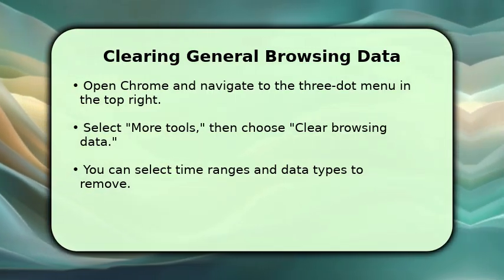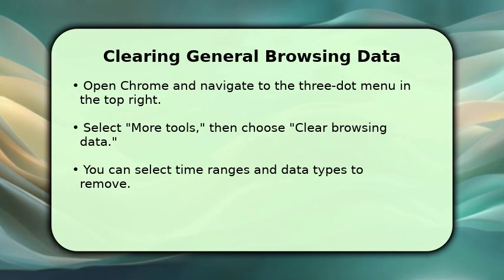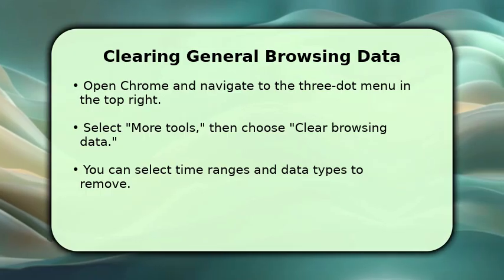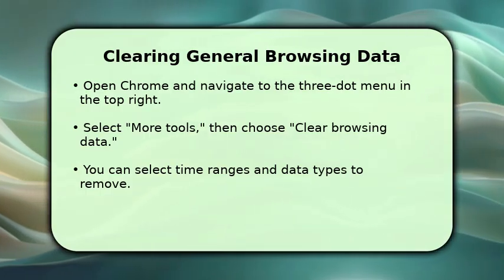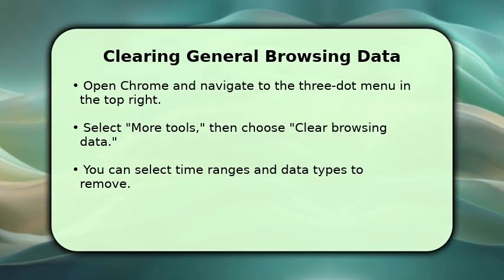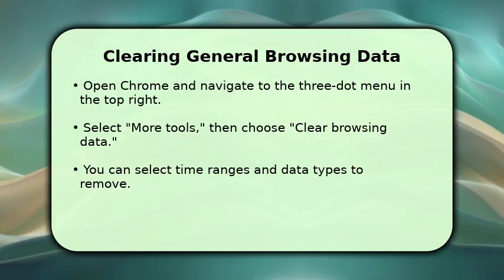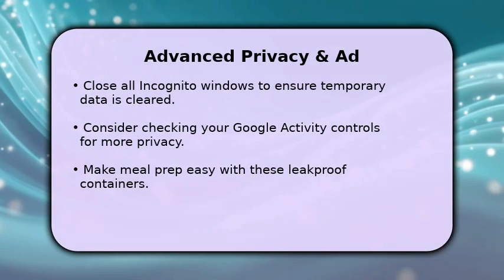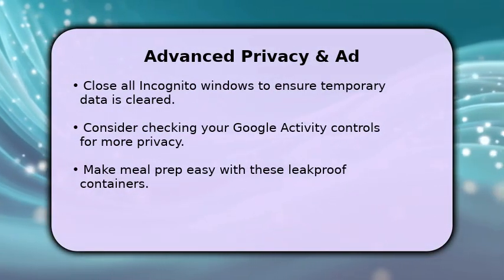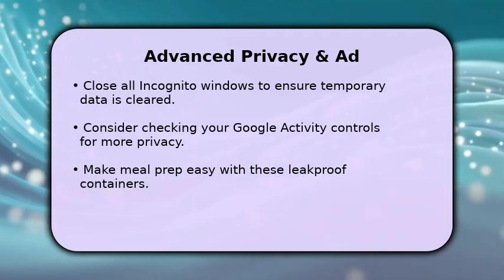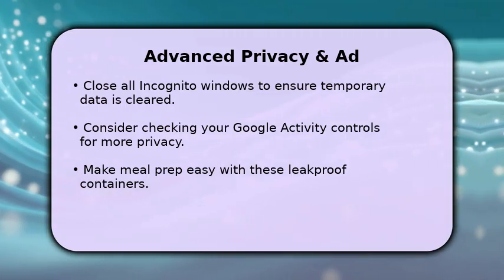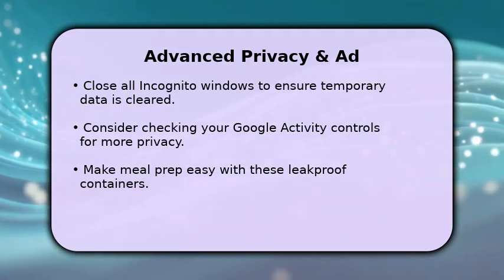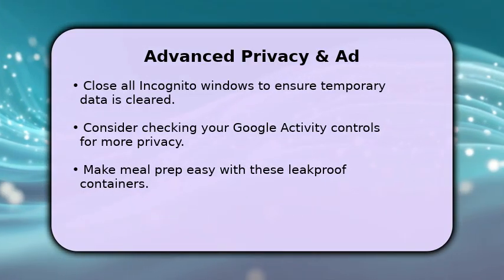Even though Incognito mode doesn't save history, you might want to clear your regular browsing data for added privacy. To do this, open Chrome and click the three-dot menu in the top right corner. From there, select More Tools, then click Clear Browsing Data. You'll see options to choose a time range and specific data types, like browsing history or cached images, to delete. To fully ensure your Incognito session data is cleared, always close all Incognito windows completely after you're done browsing. For broader privacy, you might also want to review your Google Activity Controls, which can store data from your signed-in sessions.